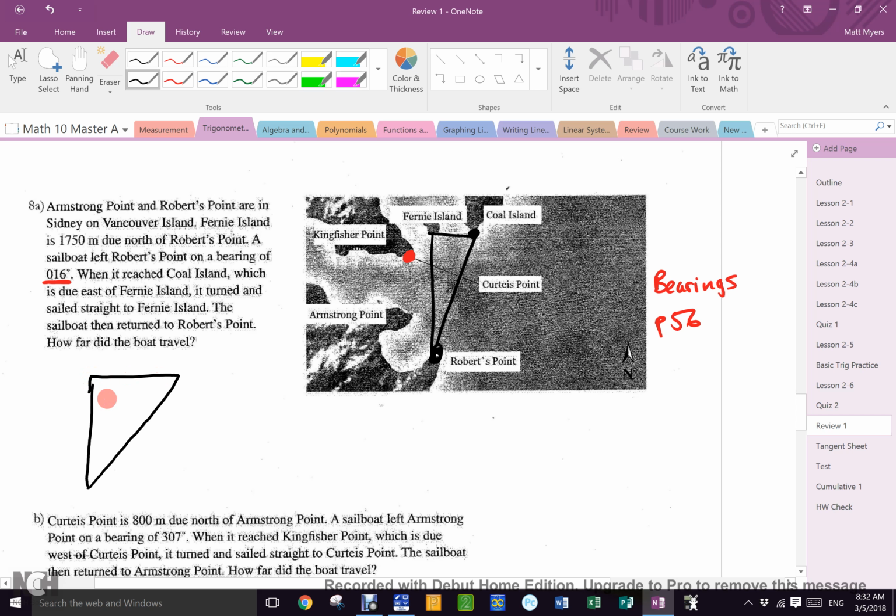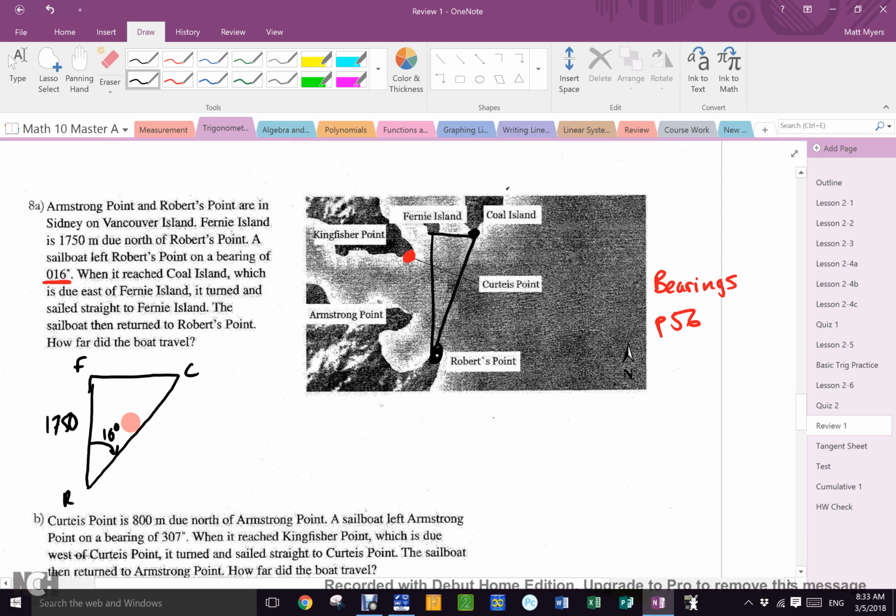Everyone agree? Yeah. We know that Fernie Island is 1,750 meters north of Roberts Point. So there's Roberts Point, there's Coal Island, there's Fernie Island, and we know that's 1,750. And we know that the sailboat leaves Roberts Point at a bearing of 016 degrees. Where do we start counting for directions? Straight north. And what direction do we count? Clockwise or counterclockwise? Clockwise. So this is the 16 degrees. And then all you've got to do is find the other two sides.